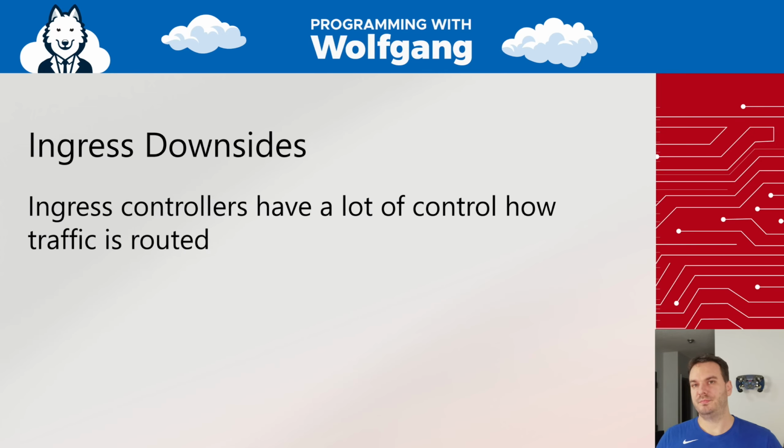Ingress is great, but as with everything, it comes with a couple downsides. One of the probably bigger downsides is that it has a lot of control over how the traffic is routed. This sounds great at first, but the problem is it can be a security problem because you have everything in one place, and also you have a single point of failure. So if somebody misconfigures something, nothing will work.